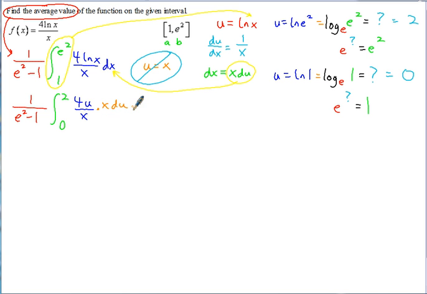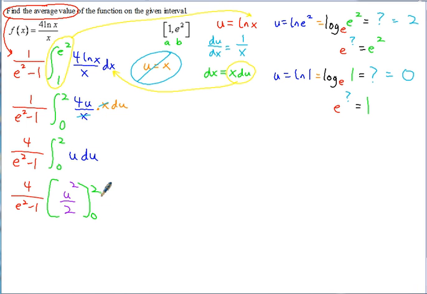So x times du, and then look at what's going to happen. The x's are going to reduce out, which is what we want to get it all in terms of du. You can pull the 4 out as a constant. There's already a 1 over e squared minus 1, so if you multiply that by 4, it's just 4 over e squared minus 1. Integral from 0 to 2, and all that's left is just u times du. So when you integrate u, just using the power rule, that gives you u squared over 2. That's a definite integral, so from 0 to 2.